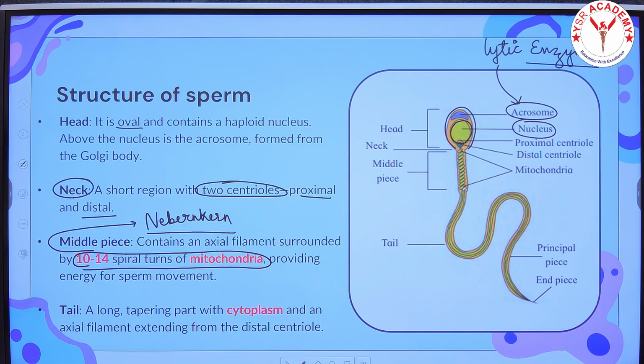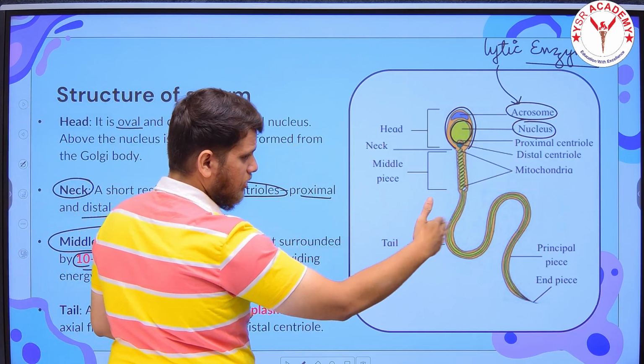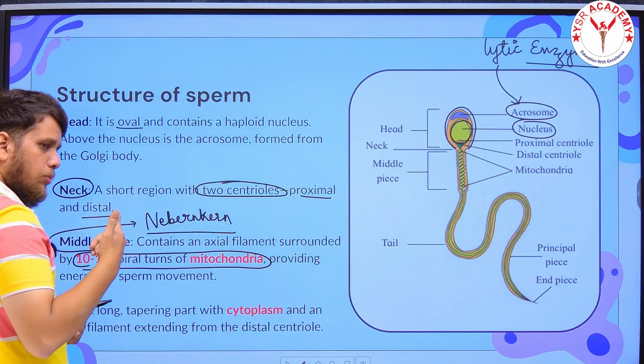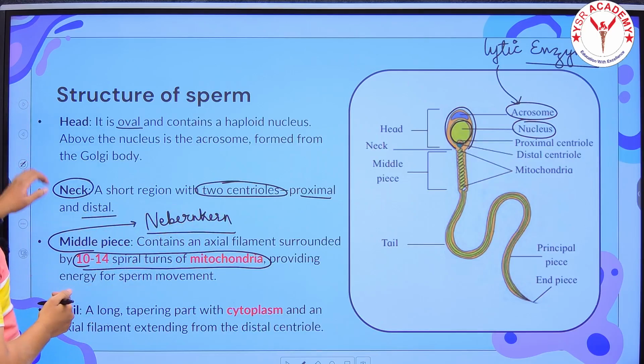Next, we have a tail, and that tail is long. Okay, it's a tapering part with cytoplasm and an axial filament extending till the distal centriole. So it's a long tail. It's a flagellated one, so it's a propulsion movement. So it is going to move for the sperm to propel ahead.